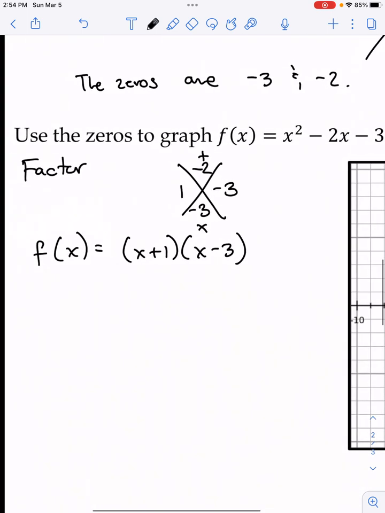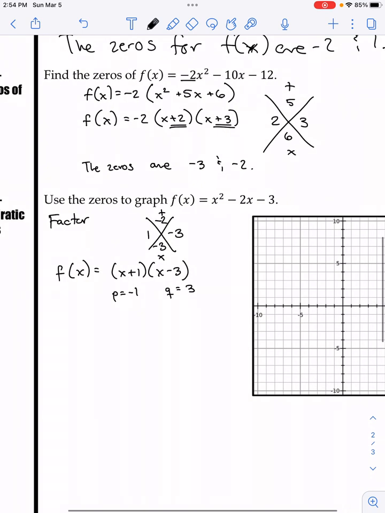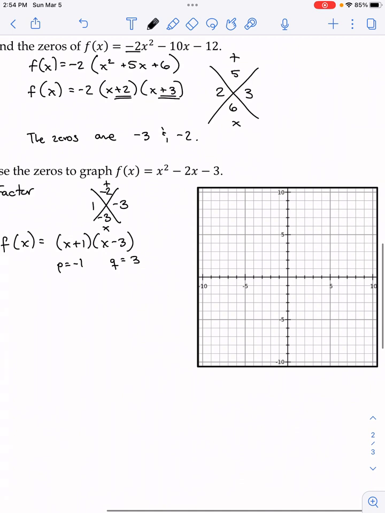All right, now I'm just going to write it underneath. Our p value is the opposite of +1, so it's -1. And our q value is the opposite of -3, so it's +3. Let's graph that on the x-axis, so -1's right here. +3's right here.